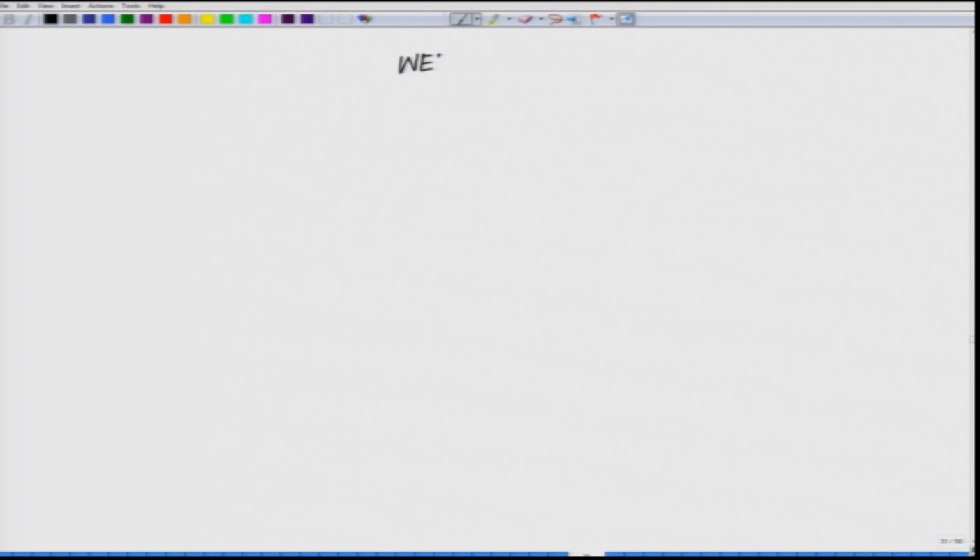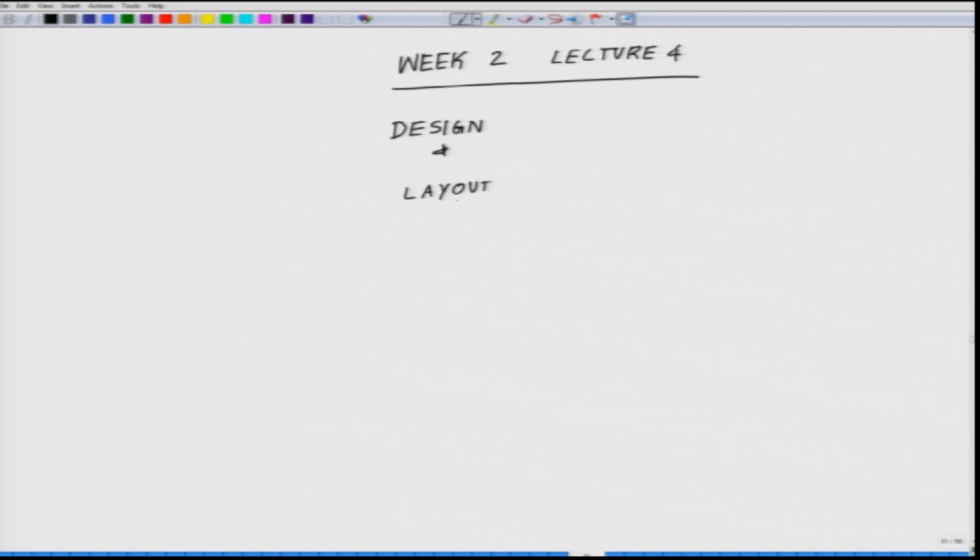Week 2, lecture 4. Design and layout of cell culture facility.